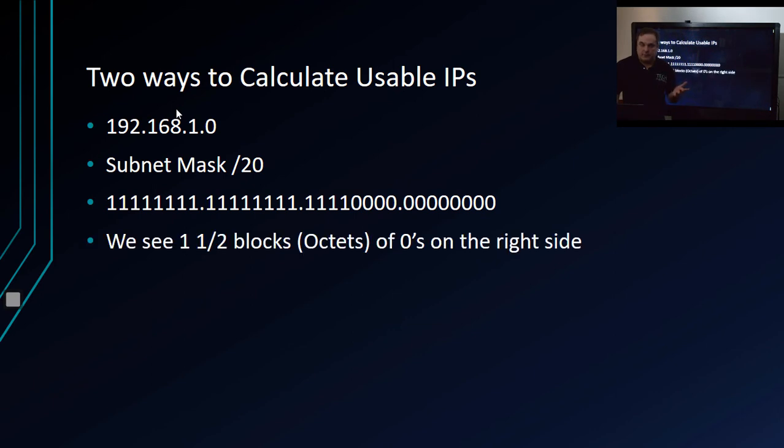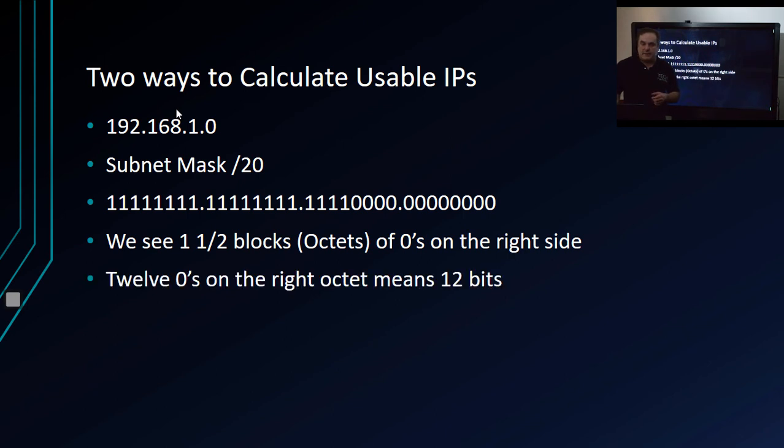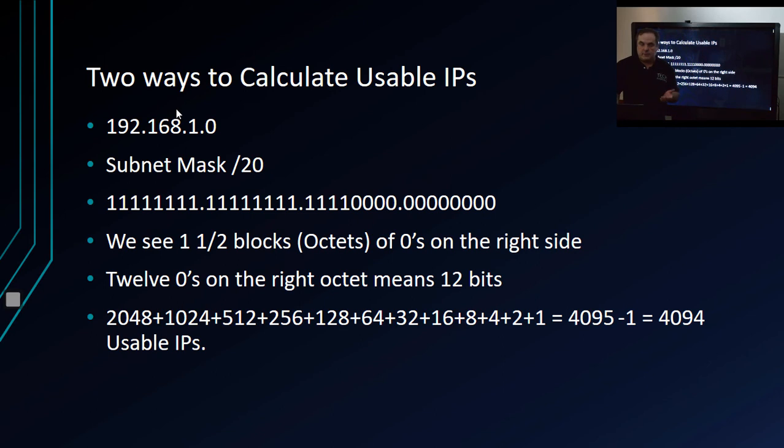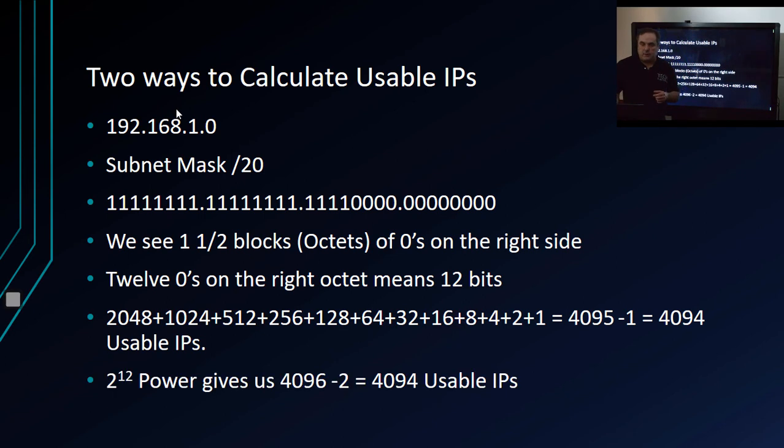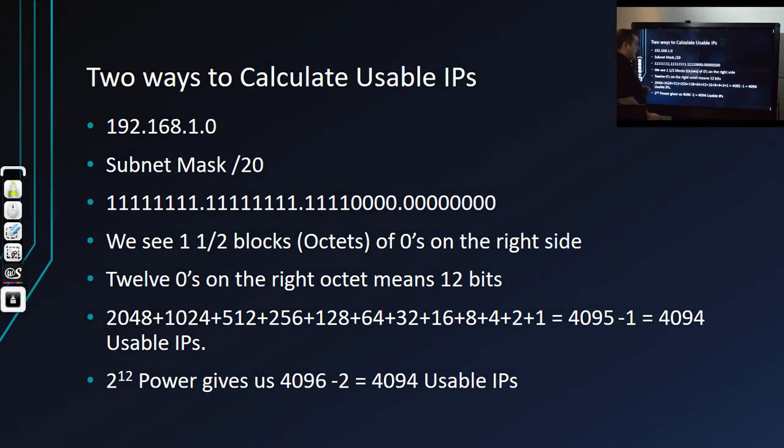So 2 to the 12th power. So we see 1.5 blocks of octets of zeros on the right-hand side. So 12 zeros on the right means 12 bits, or 2 to the 12th power. So we can do this one of two ways. We can add it all up from right to left, 1 plus 2 plus 4, etc. Or we can go 2 to the power of 12. So if we go with our adding up on the binary side, we can see we have 4,095, and we just subtract the 1 for the broadcast, and we end up with 4094.